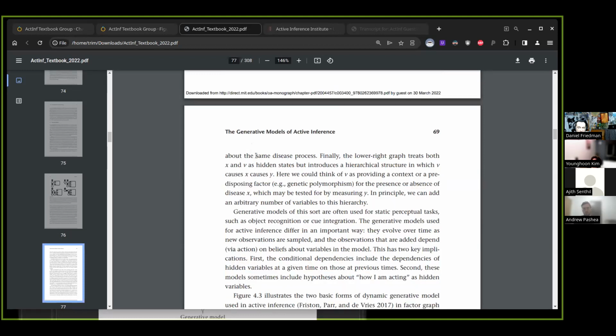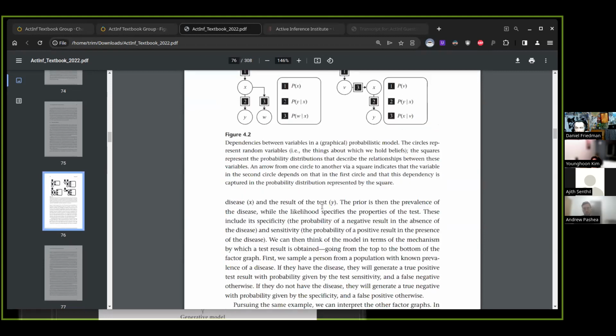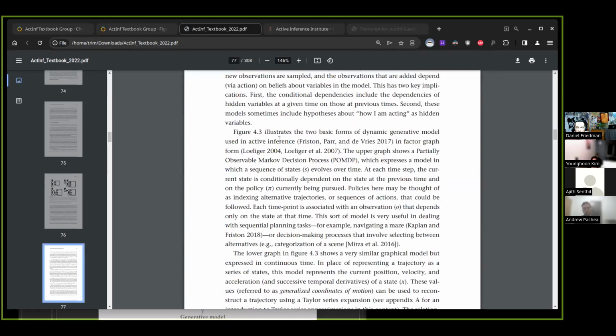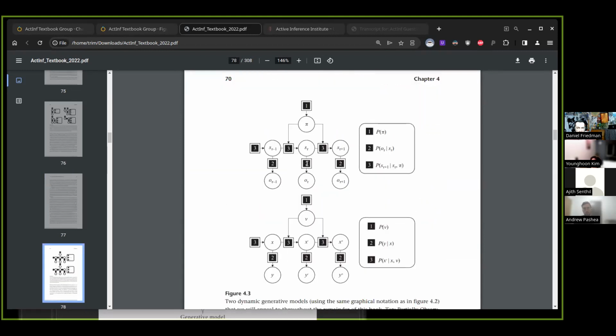So they talk a bit more about how to read the relationships between different variables. Then they get to figure 4.3, which is the Rosetta Stone figure between the discrete time and the continuous time. Anyone want to give a thought or a question on figure 4.3?